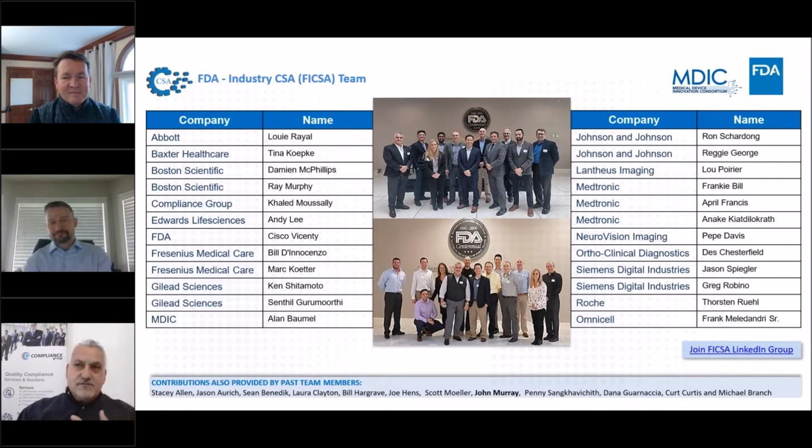As you can see, there's folks from various organizations, pharma, biotech, medical device. It is a CDRH initiative. However, many centers within the FDA are coming on board and joining the concept of CSA. So please just acknowledge the team members here.